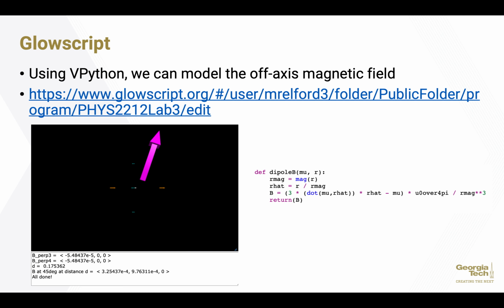The orange arrows model the on-axis magnetic field, and the cyan arrows model the magnetic field perpendicular to the axis, and the magenta arrow models the magnetic field 45 degrees off-axis.